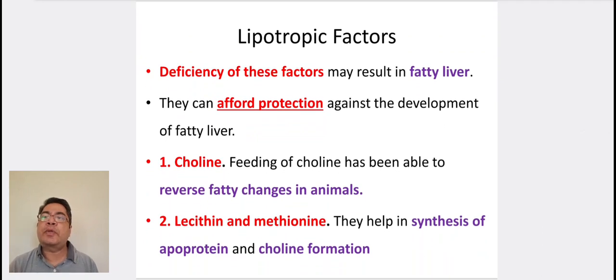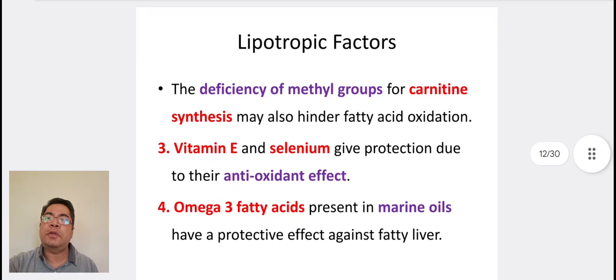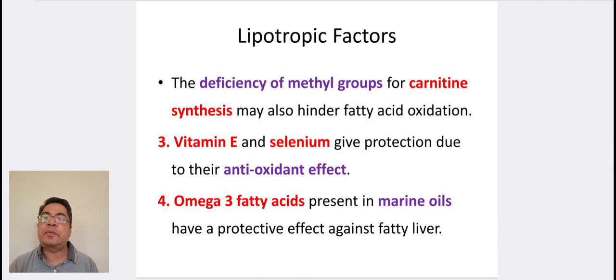Coming to lipotropic factors, deficiency of these factors may result in fatty liver. They can afford protection against the development of fatty liver. Number one is choline. Feeding of choline has been able to reverse fatty changes in animals. Number two is lecithin and methionine. They help in synthesis of apoprotein and choline formation. The deficiency of methyl group for carnitine synthesis may also hinder fatty acid oxidation.